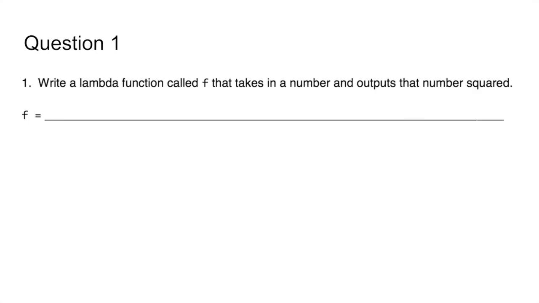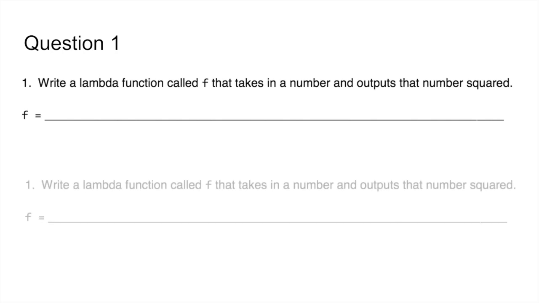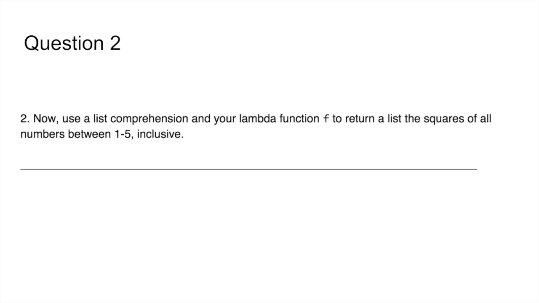An important thing about lambdas is we use them just like any other function. In this case, let's take a look at number 2. We're going to use the lambda we just defined to return a list of squares of all numbers between 1 and 5 inclusive. We're going to do this on one line because this discussion is about list comprehensions, right? So think about using a list comprehension to do this problem. Give it a shot, and we're going to talk about it in 3, 2, 1.